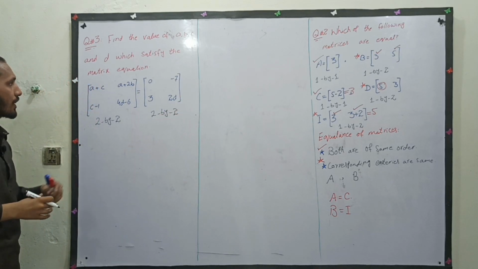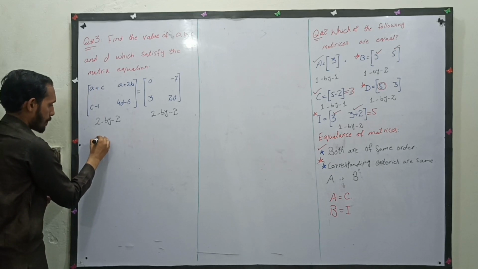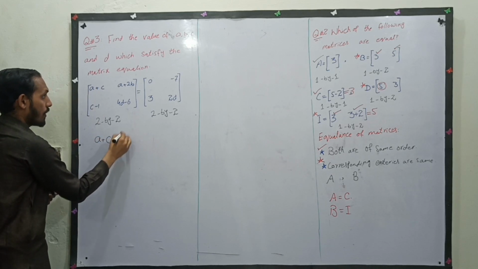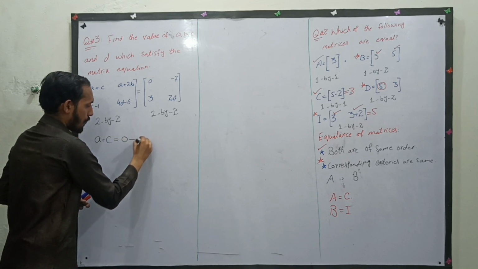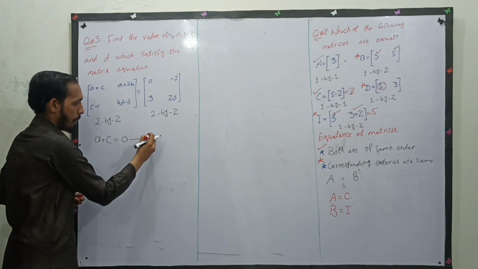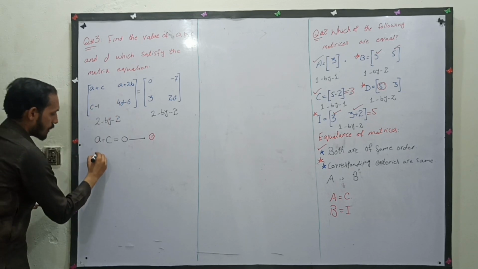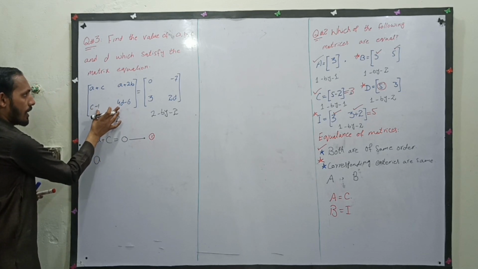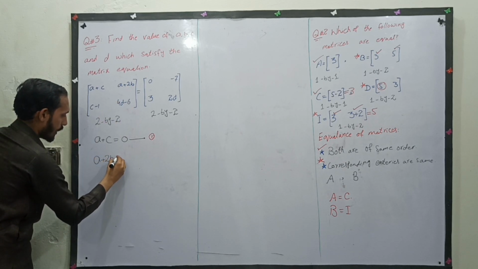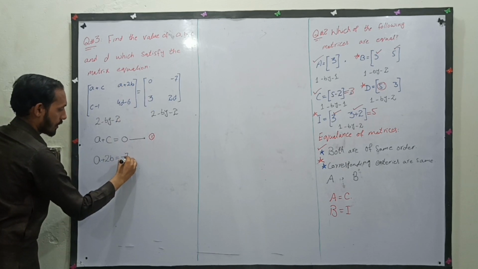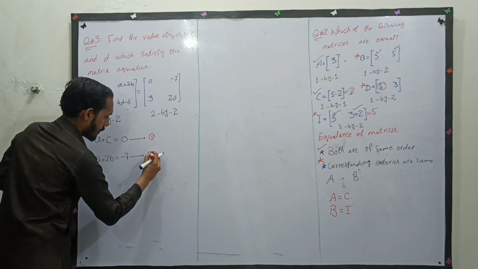Now for the second condition, all the corresponding entries are the same. The first entry is A plus C, and it will be equal to the first entry 0. This is our first equation, named 1. Now the second entry of the left hand side matrix is A plus 2B, and on the other side it is minus 7. So it is our second equation, number 2.